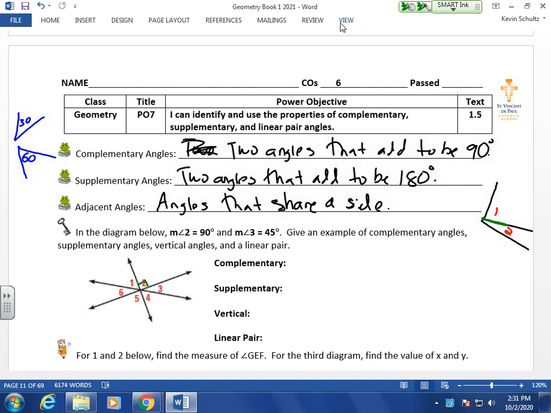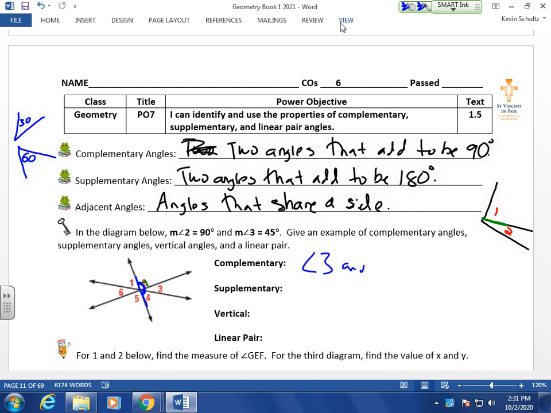What do 2, 3, and 4 make? 2, 3, and 4 together make a line, right? If you take angles 2, 3, and 4 together, they make that vertical line, kind of verticalish. So if we know that 2 is 90, then 3 and 4 have to add to be 90 to make that straight angle measure of 180. Okay? So yes, 3 and 4 would be complementary angles.